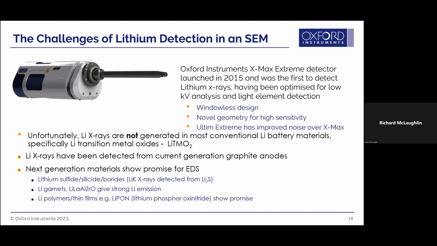Unfortunately, lithium X-rays are not generated in most conventional lithium battery materials today, specifically lithium metal oxides. However, there are new materials coming online, such as graphite anodes or lithium sulfides, silicides, and borides. These materials seem to generate lithium X-rays more readily. So the ultimate extreme might become more important when it comes to actual lithium analysis.